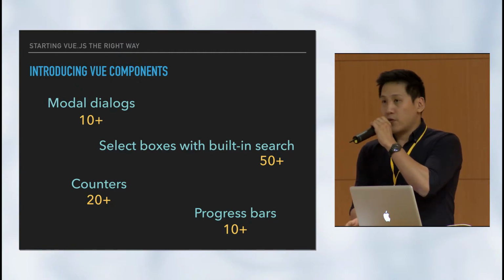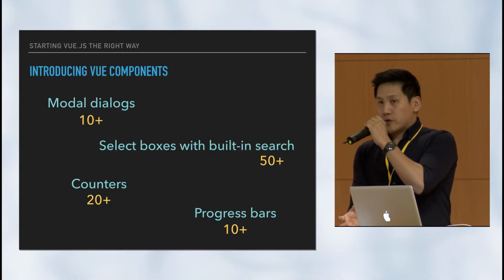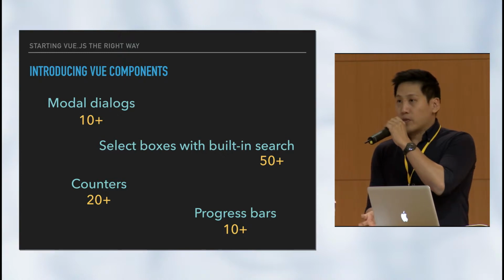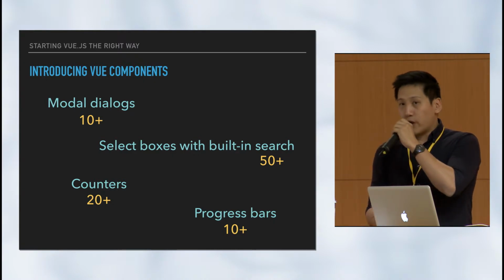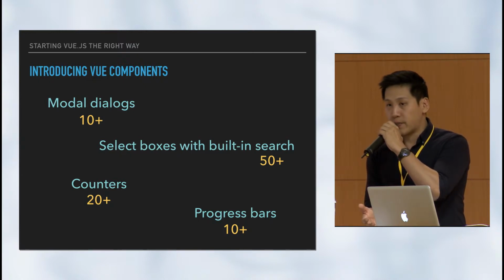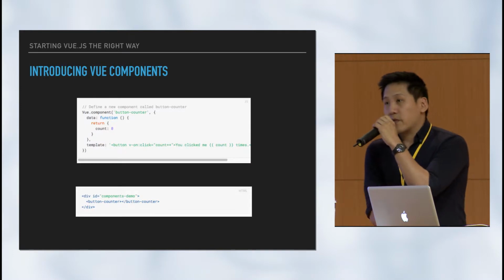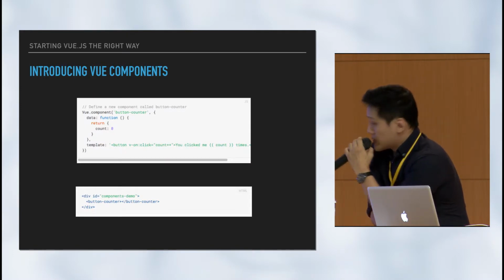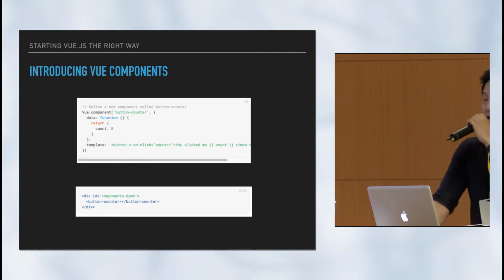For those who are not familiar, Vue components are self-contained modules. For instance, you can write a Vue component that acts like a select box with search functionality built in. Or you can write a component to act like a counter or a progress bar, right? This is an example that I pulled from Vue's website. This is a button counter. Every time you click on the button, it increments a number.